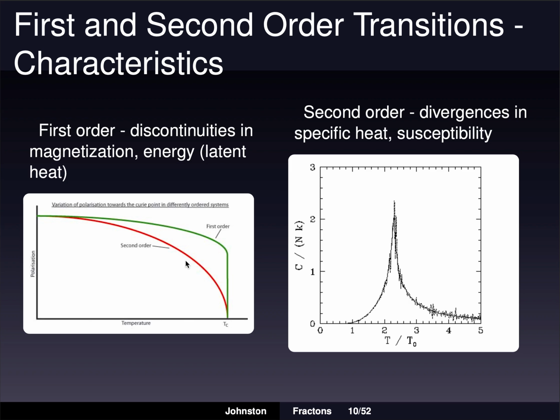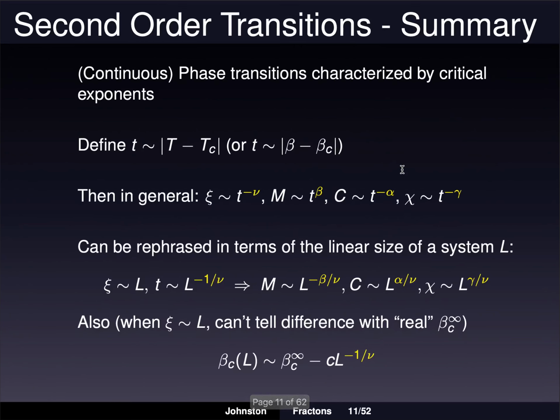The second order transition, the red one on the left-hand side here, would display characteristic divergences in these quantities like the specific heat and the susceptibility. The variances of the energy, the specific heat, or the magnetization, the susceptibility. So, if we've got a second order phase transition and we want to characterize it, we want to find out what the nature is of these divergences at the phase transition point.